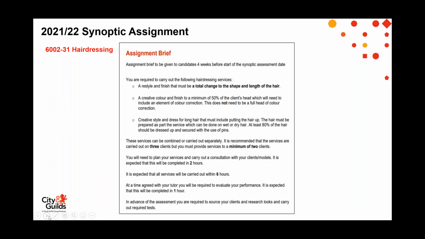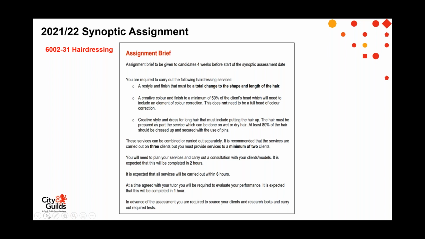Remember, in the colour correction, it is creative colour, so you have got to put an element of colour correction in. Make sure that your students are working to level 3 colour correction, because putting a full head tint on and then putting a toner over the top, while it does cover an element of colour correction, is not covering level 3 work, which is then going to limit the marks that you are going to award for the candidate.